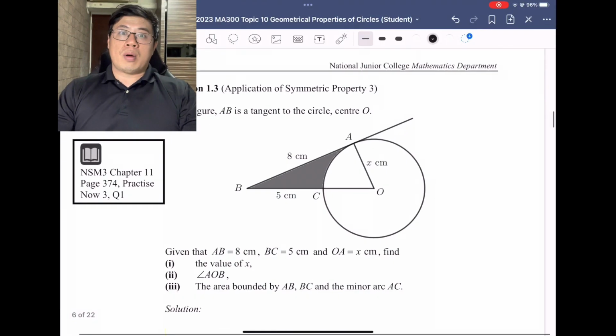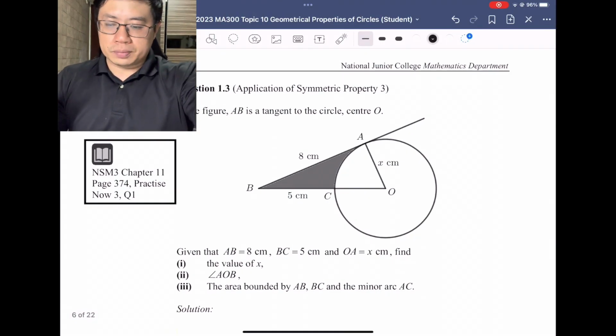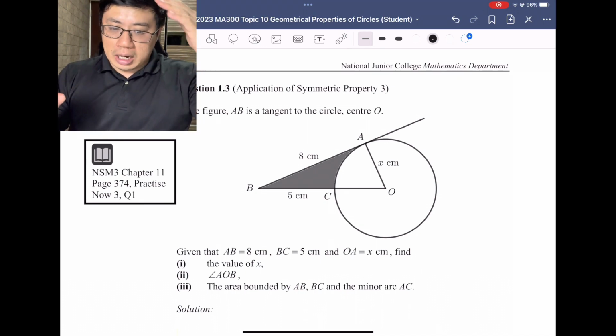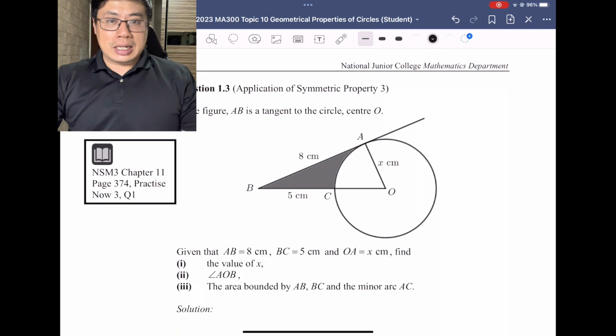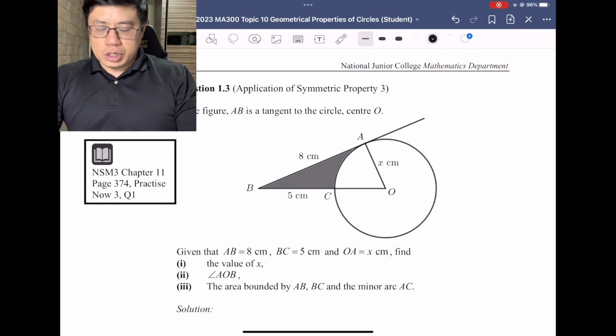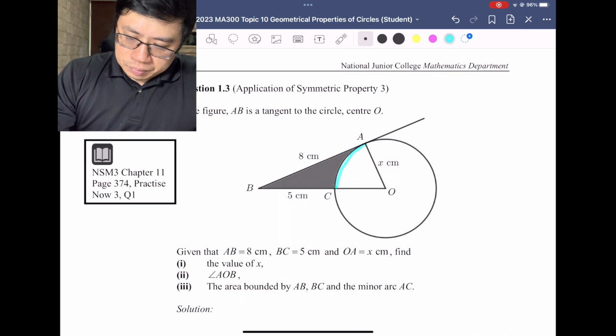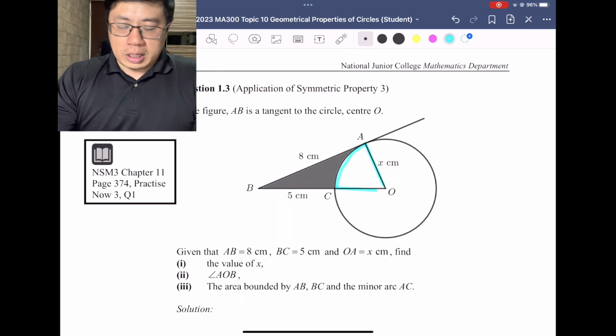Okay, so this is question 1.3. For this question, there is a part which has not been covered yet. You will see in topic 11, which is called area of sector. Over here, this is what we call the sector.